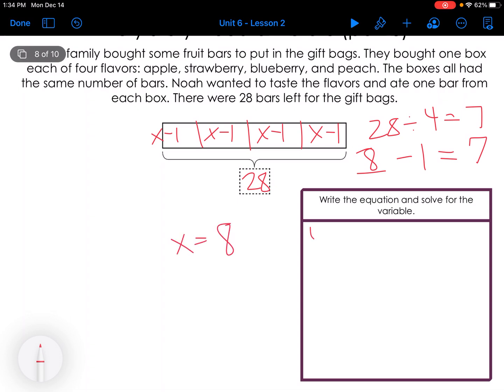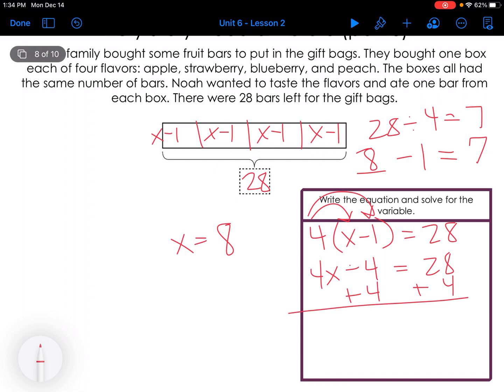So now I'm going to use an equation. So I have 4 groups of x minus 1, and that's going to equal 28. So I have 4x, because I'm using the distributive property, and then 4 times negative 1 is negative 4, equals 28. I'm going to zero out, so I'm going to add my 4, and I get 32. Now I have to figure out what it is for 1x. So x equals 8. So I end up with, there are 8 bars in each box, and there must have been 2 of each flavor. That's what I'm guessing.